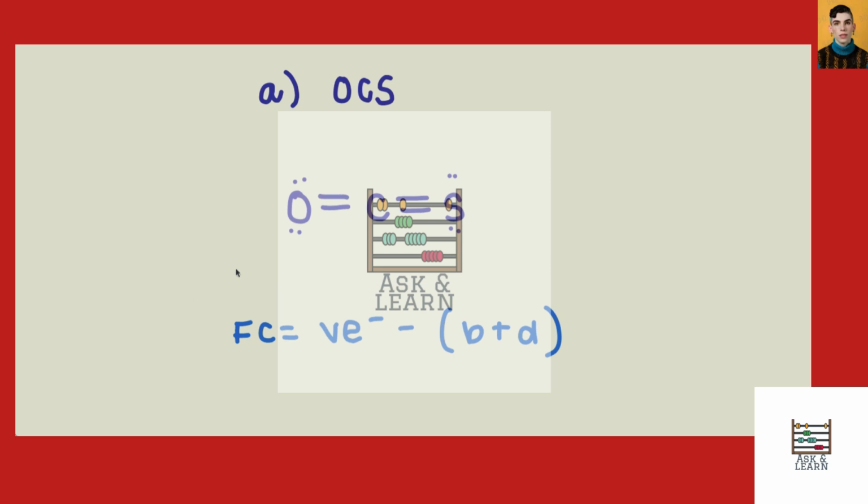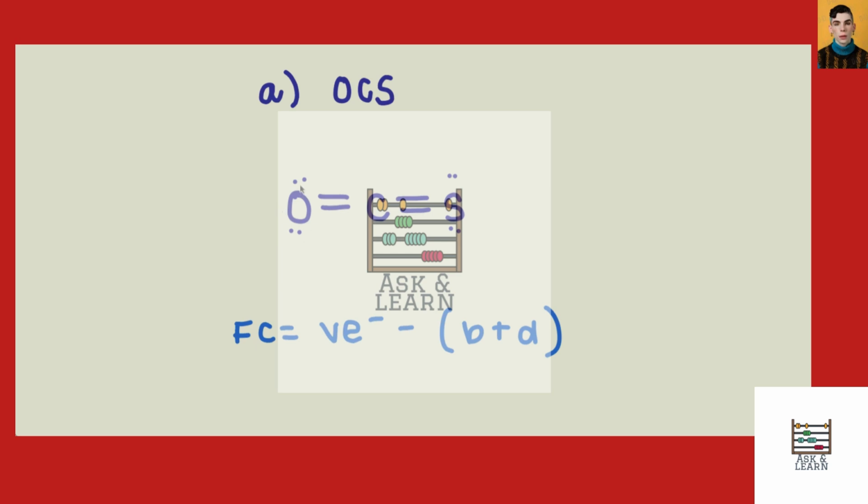We use formal charge to say what the charge of these atoms in this compound is. Are they neutral? Do they have a +1 charge, a -1 charge? Here's a little trick to find formal charge. Formal charge is equivalent to the valence number of electrons minus bonds plus dots. Okay, so let's go over this equation.